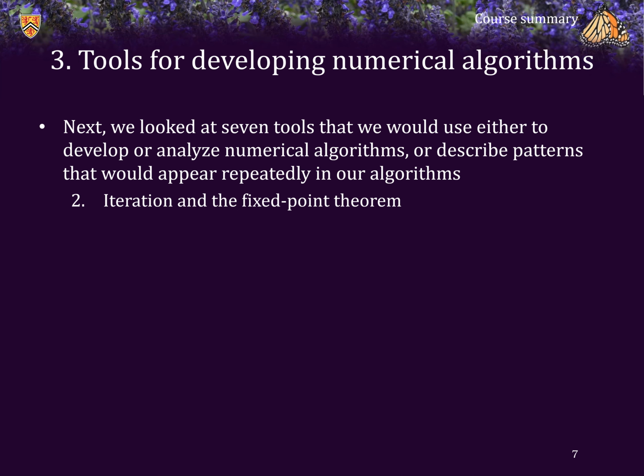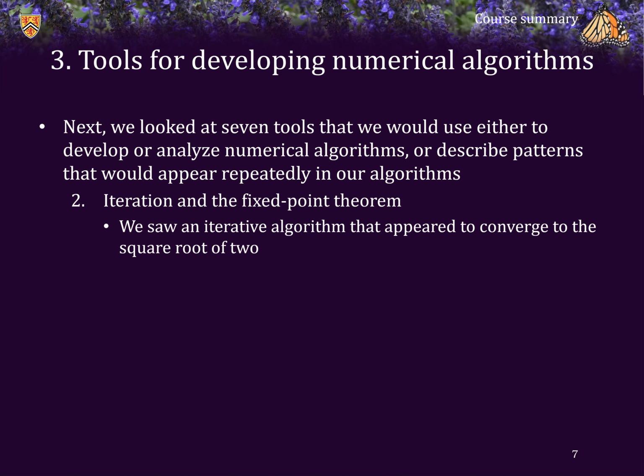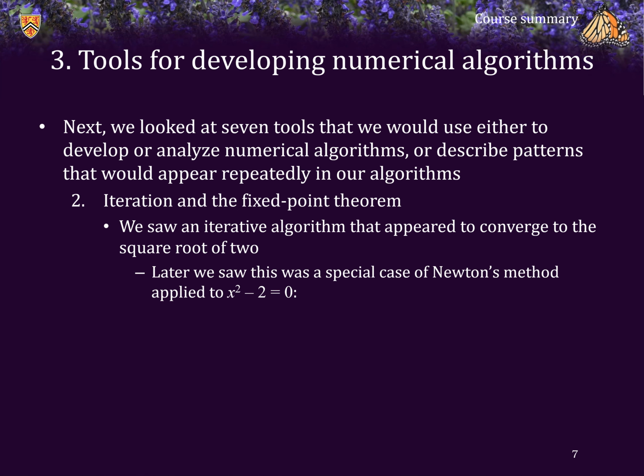Next, we proceeded to iteration and the fixed point theorem. We saw an iterative algorithm that appeared to converge to the square root of 2. Later, we saw that this was actually just a special case of Newton's method, specifically Newton's method applied to the algebraic equation x squared minus 2 is equal to 0. So on the left-hand side, we see it in Newton's representation, whereas on the right-hand side is the formula that was known to the ancients.